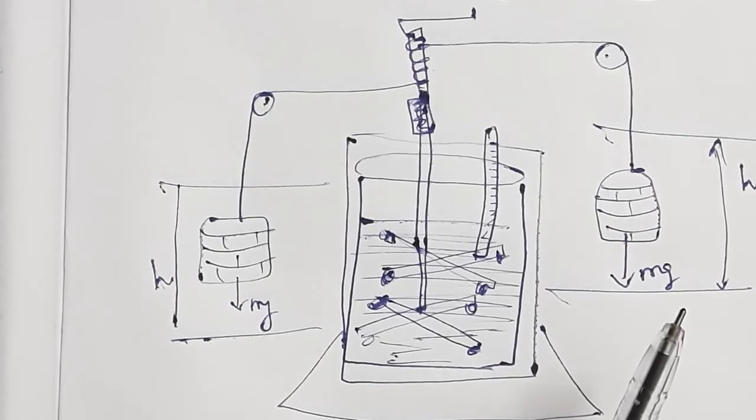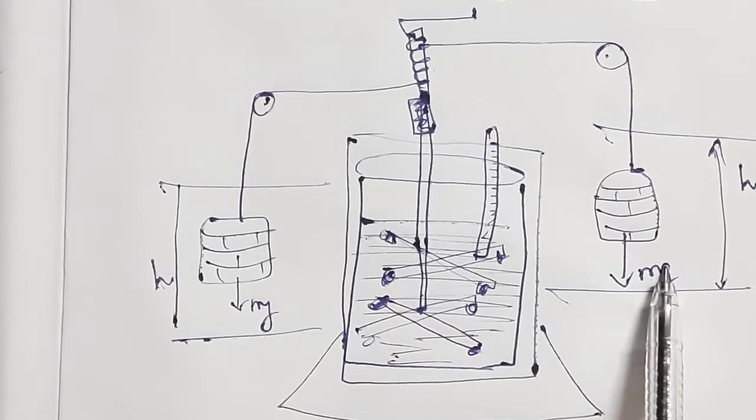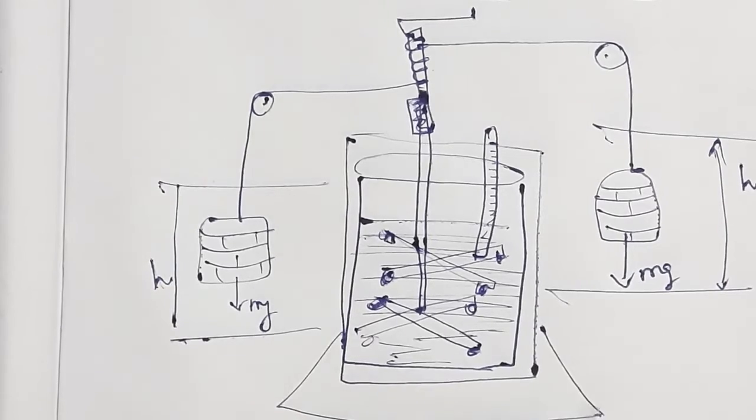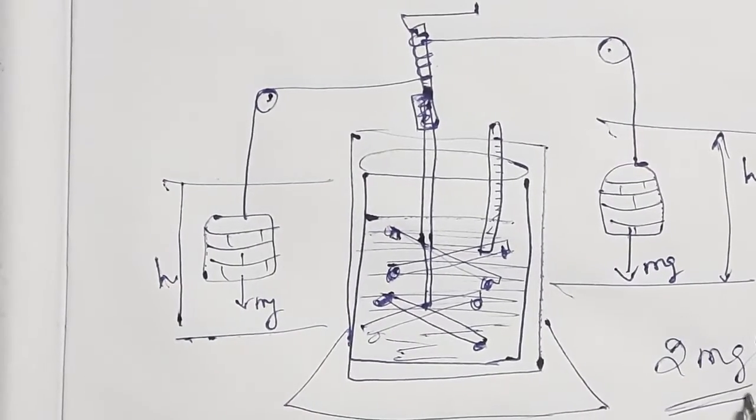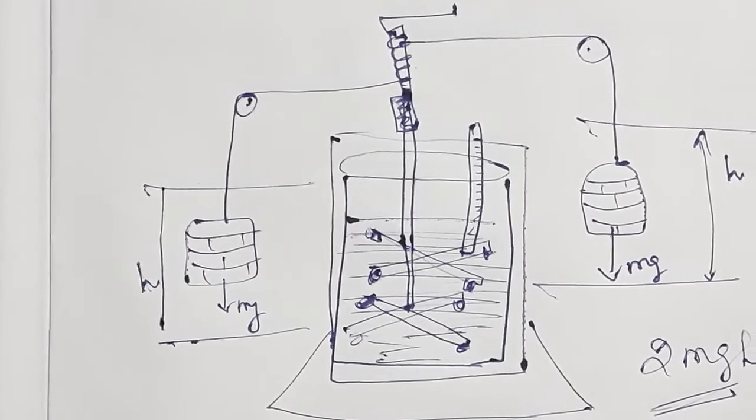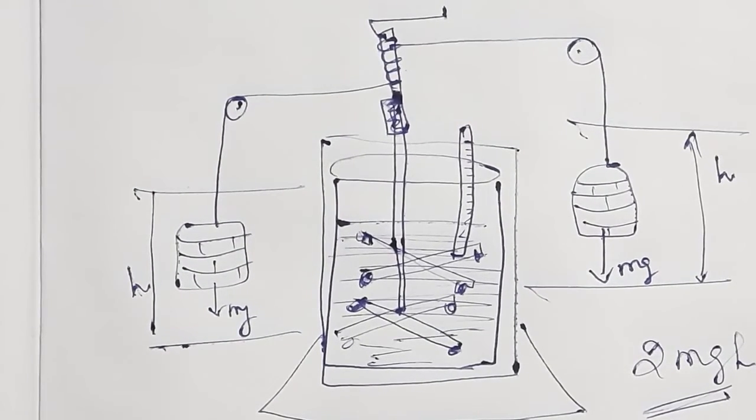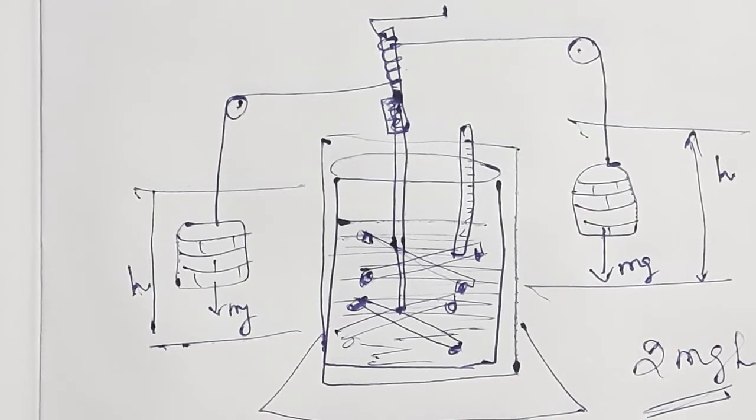So how much potential energy has been lost? Here 1 mgh and here 1 mgh. So the loss of potential energy is 2 mgh. When the masses fall, the potential energy of these two masses gets lost.